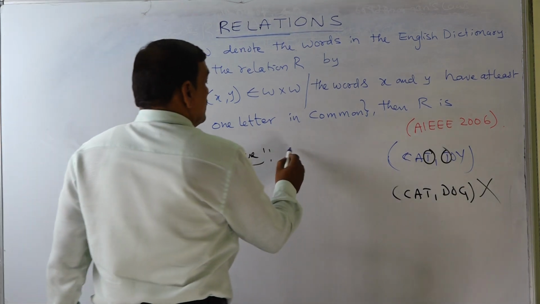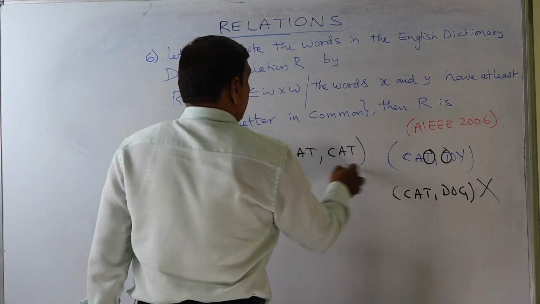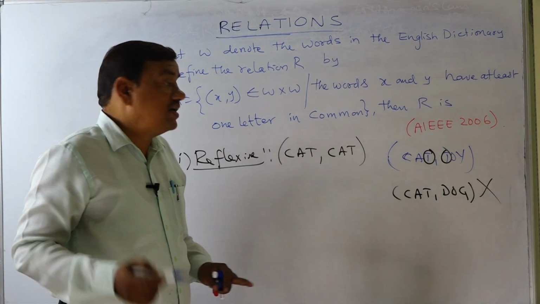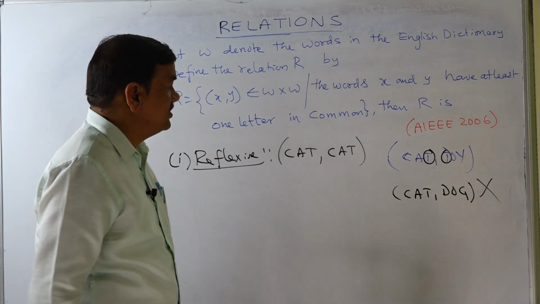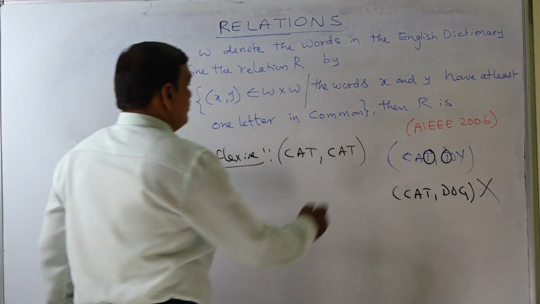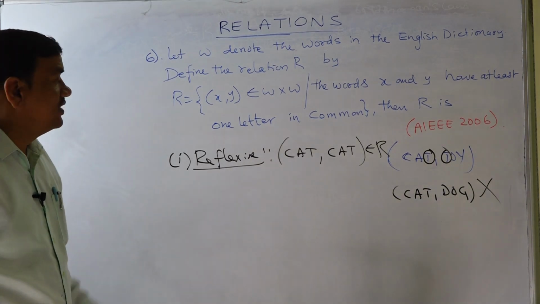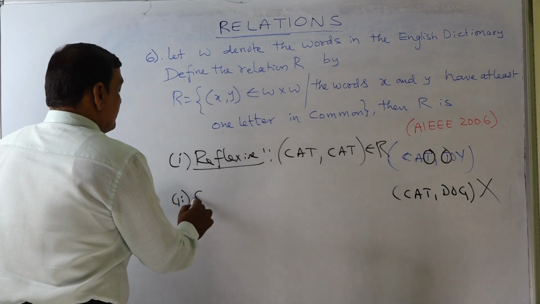For example, CAT and CAT. He is saying at least one letter. Here all the 3 letters are common. CAT, CAT, as it belongs to the set of the given relation. Yes, it is reflexive. Second one, I will check for symmetric.